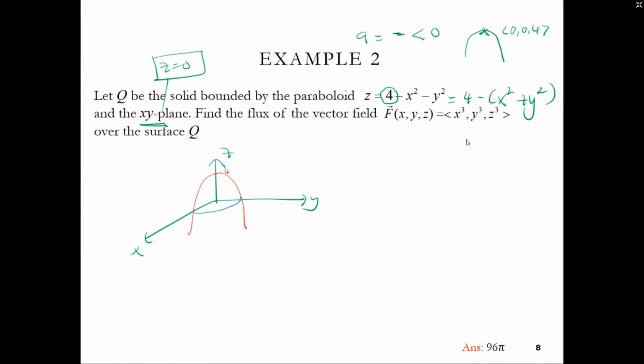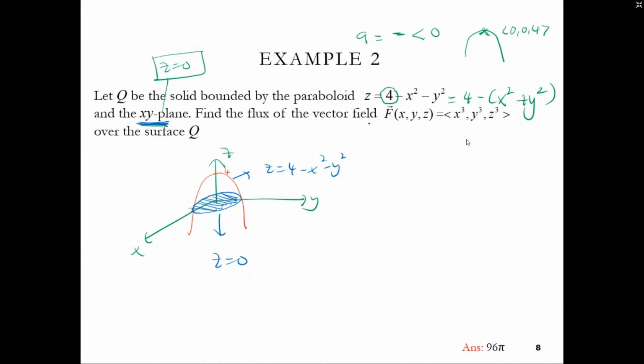this xy plane. This one is the blue one here, the xy plane. So this is our bounded solid. Above it is given by 4 minus x squared minus y squared, while below it is given by z equal 0.